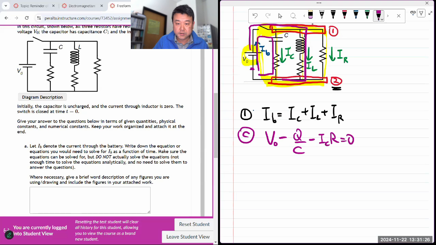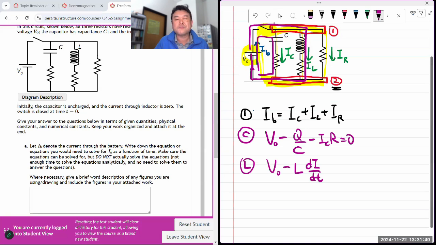This time the inductor and the resistor, and then around again. So L for inductor is going to be V naught minus L di dt. And I'm thinking, okay, initially the current will probably be increasing, so di dt will be positive. There's a voltage drop. I think that's right. If there's a sign error later, just invert the signs. We'll deal with the sign errors later.